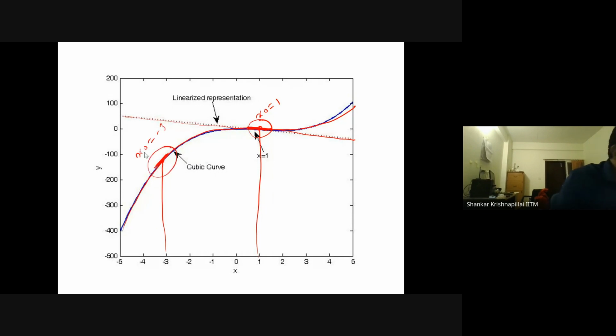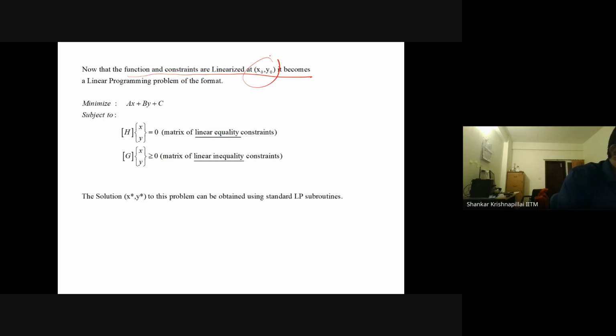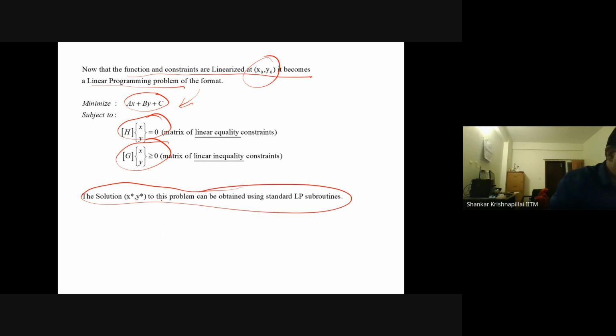Now that the objective function and constraints are linearized at x naught, y naught, it becomes a linear programming problem of the format: minimize ax plus by, subject to a matrix of equality constraints and a matrix of inequality constraints, and you can solve it using standard methods. For example, you can use the graphical method, or you can use MATLAB linprog, or you can use the Lagrange multiplier method, which you already studied.